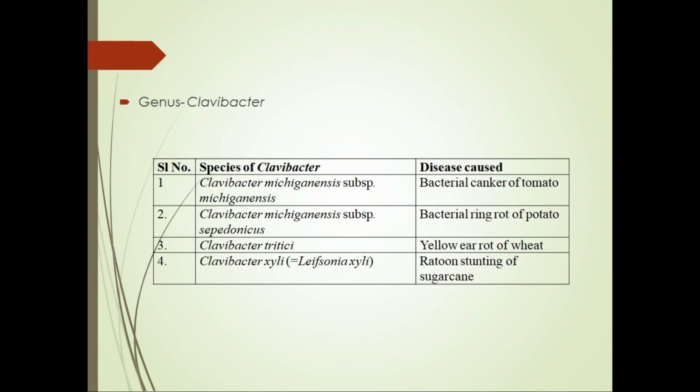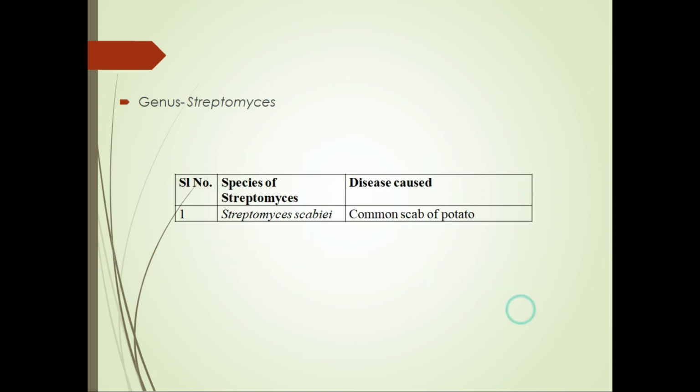Clavibacter is a gram-positive bacterium. It causes many important diseases like yellow ear rot of wheat, caused by Clavibacter tritici. Clavibacter xyli causes ratoon stunting of sugarcane. Then bacterial ring rot of potato and bacterial canker of tomato are caused by different species of Clavibacter.